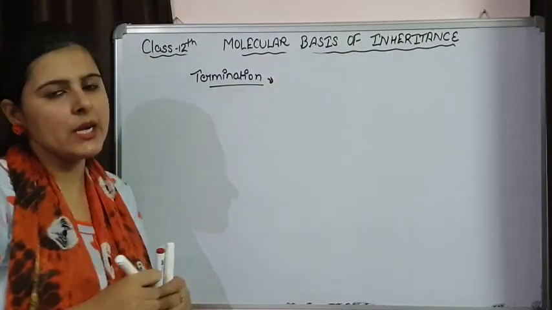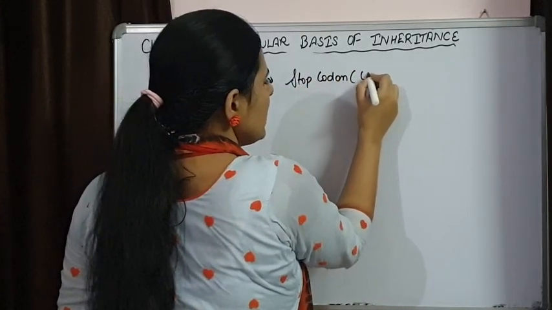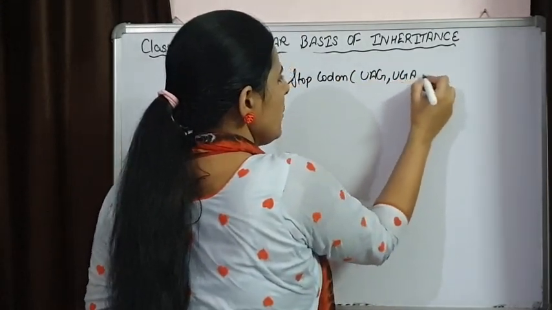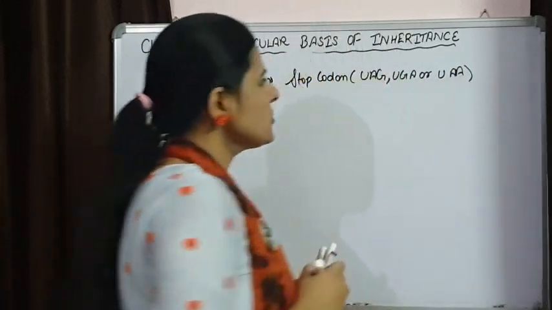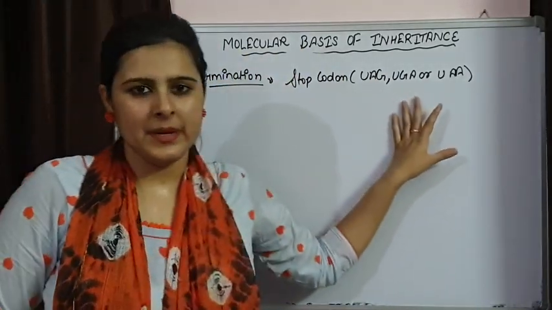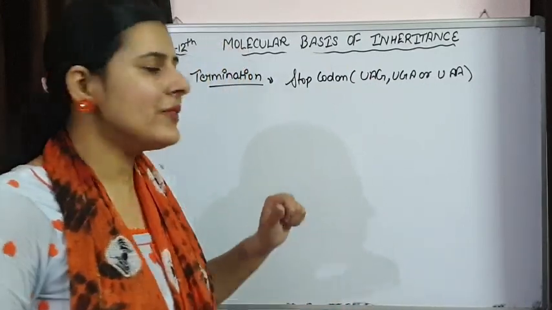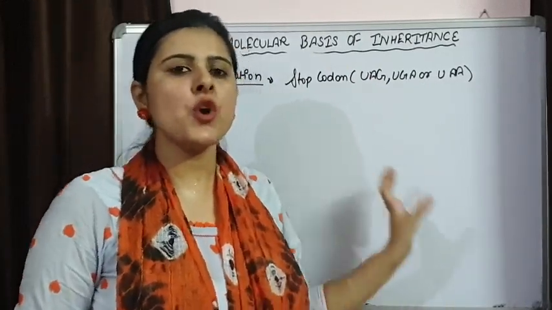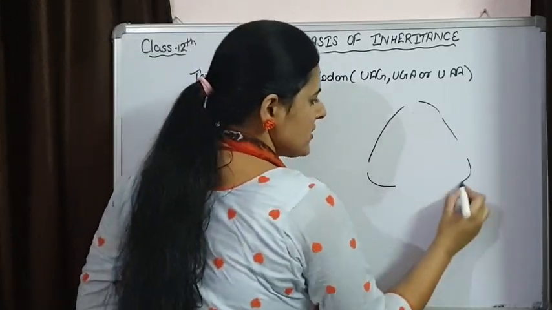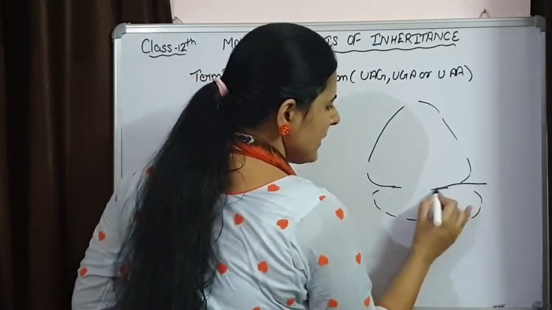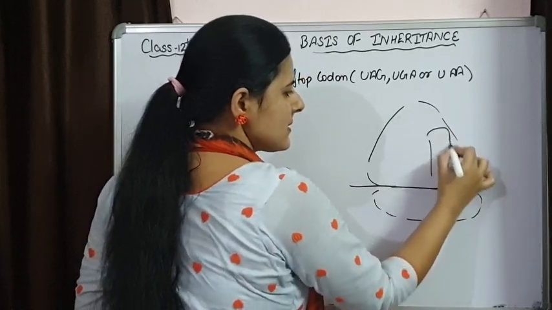So termination will occur when any of the stop codon will be present, and the stop codons will be UAG, UGA or UAA. So these are the stop codons that are present. What happens during the translocation of ribosome? If the A site is going to come at a stop codon, means the larger subunit, the smaller subunit, mRNA is there, and suppose here UAG is present, and this is the A site.